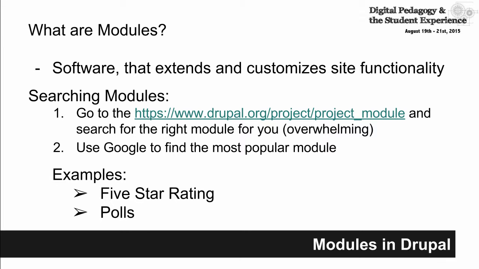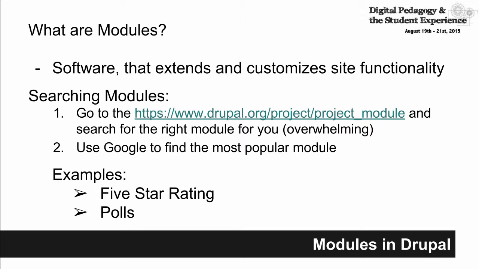Modules are an important aspect of Drupal. They extend its functionality and allow you to customize your site to fit your needs. There are two ways of searching for modules. You can either go to the drupal.org/project/project_module page and enter the criteria you want and the name of the module you're looking for. Or, and I find this very simple, just Google it. The most popular module will be the first one in the search results.